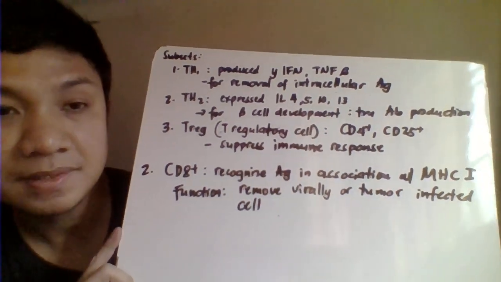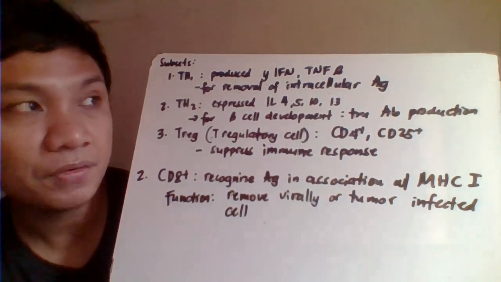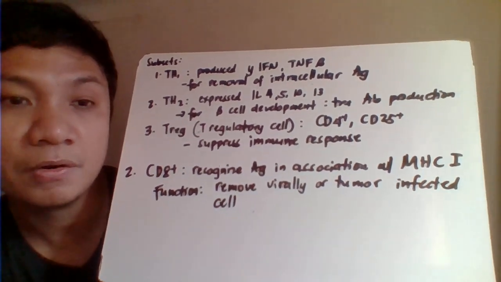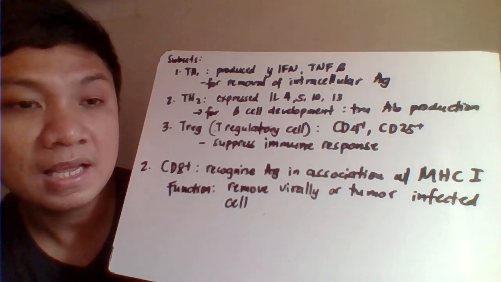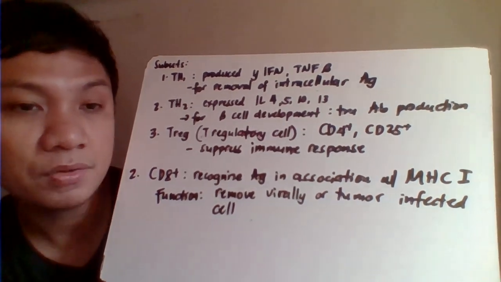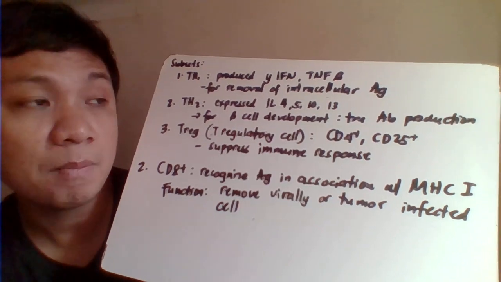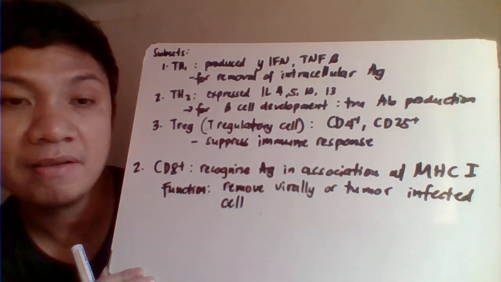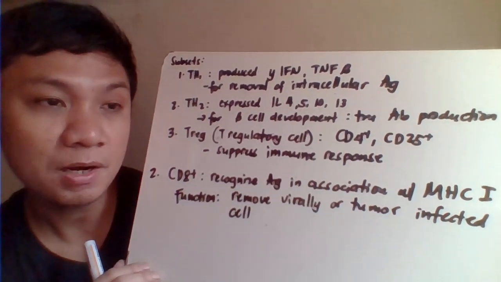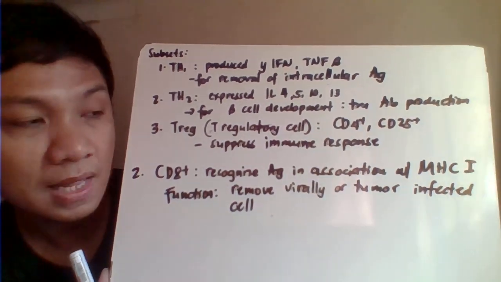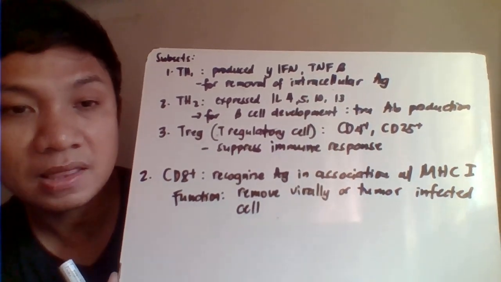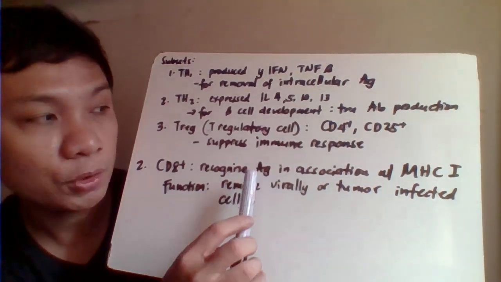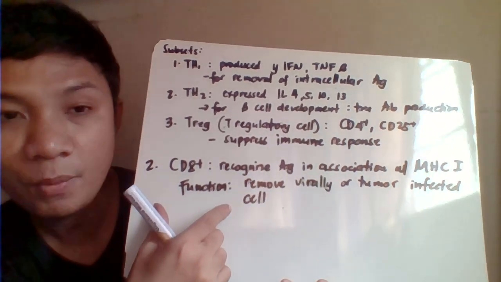Now we go to the subset populations of your T helpers. We have your T helper 1, which primarily produces the following substances: gamma interferon and tumor necrosis factor beta, which are involved in the intracellular removal of our pathogen, provided that one again is in association with your MHC class 2. T helper 2 produces the following cytokines: interleukin 4, 5, 10, and 13, which help in the antibody production of your B cell. And T regulatory regulates the balance between your T helper 1 and T helper 2 to prevent autoimmunity.